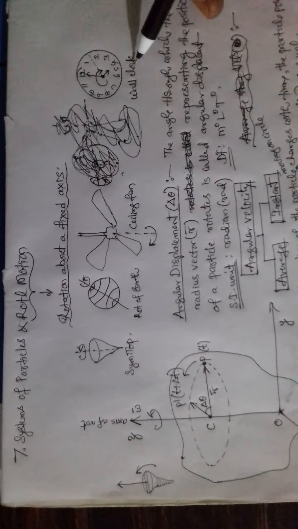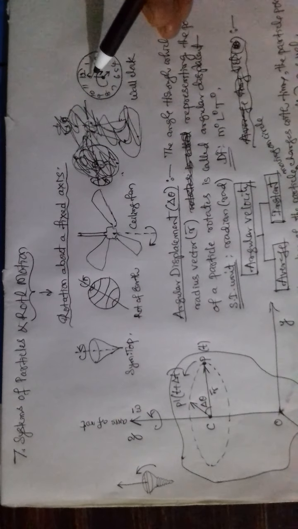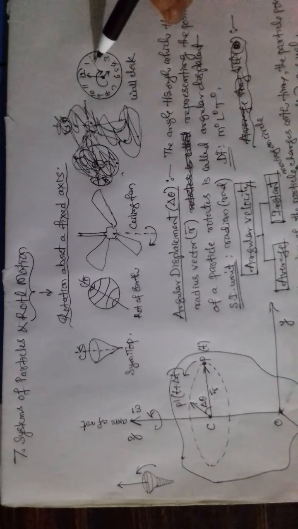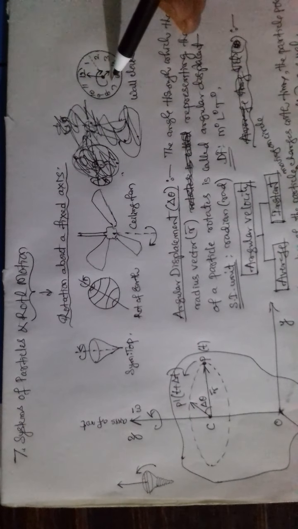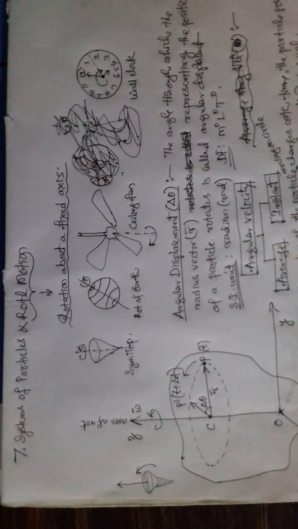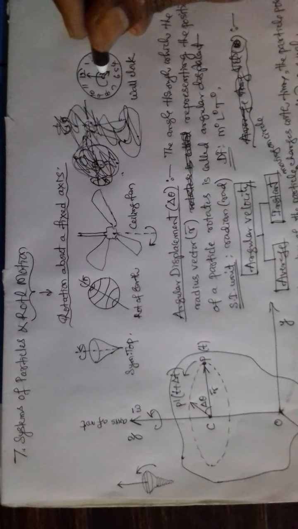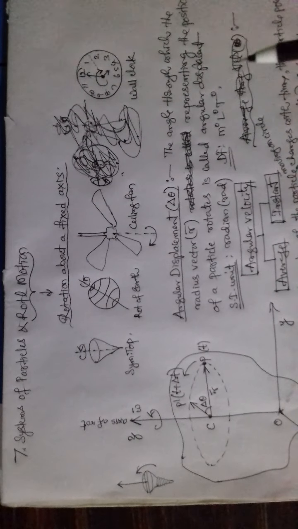And if you take a wall clock, the hours hand, minutes hand and seconds hand, all these are moving in the dial plane, and the axis of rotation is perpendicular to the dial plane. So like this, all these are rotating about a fixed axis.